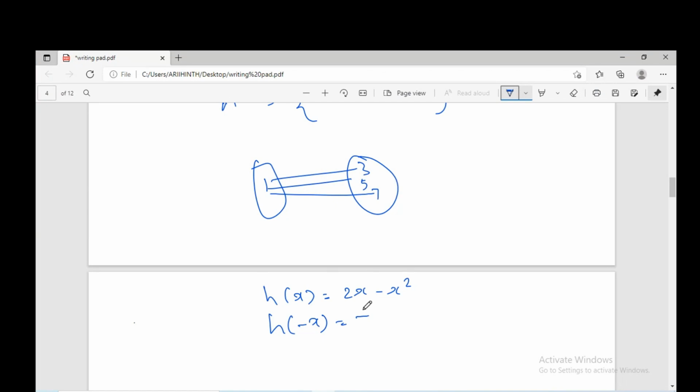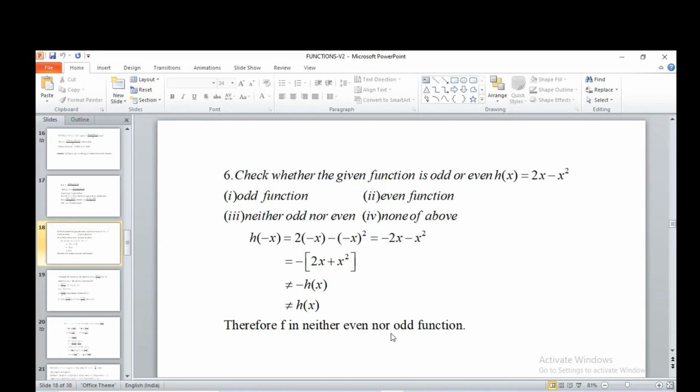So 2x means negative of 2x. Then x square is compulsorily going to be positive. So h of minus x is not equal to minus of h of x, and it is not equal to h of x also. Therefore, we can conclude as neither odd nor even.